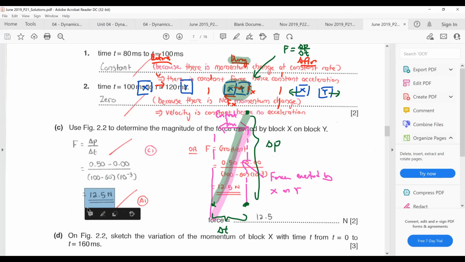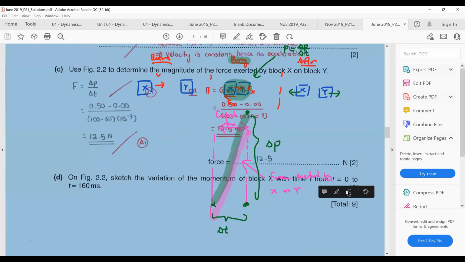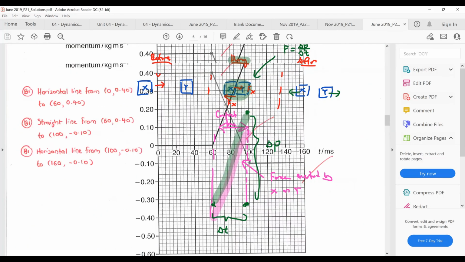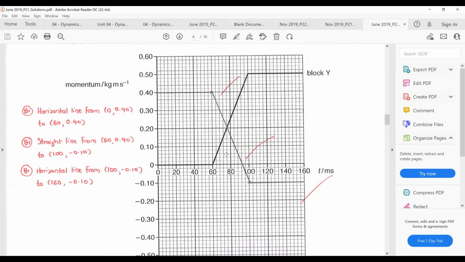Now on figure 2.2, sketch the variation of the momentum of block X with time from 0 to 160 milliseconds. This one is a graph plotting question worth 3 marks. Now your graph shape will look like this. Most people will get up to this part.